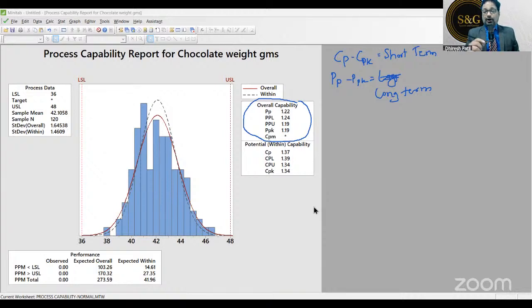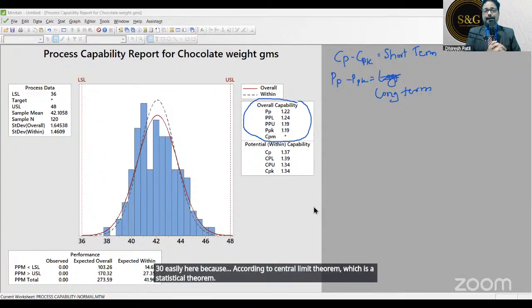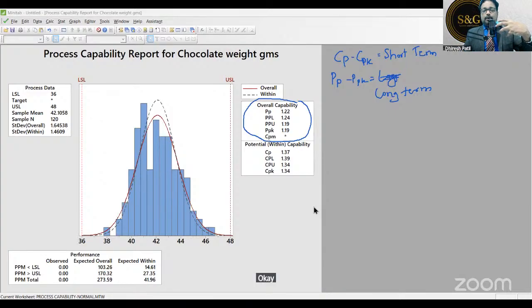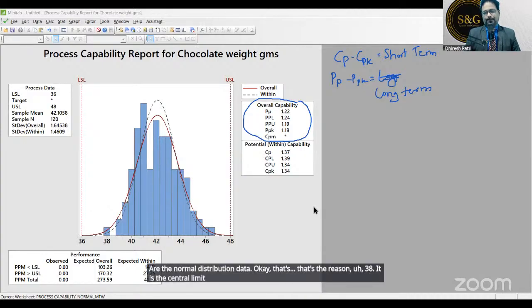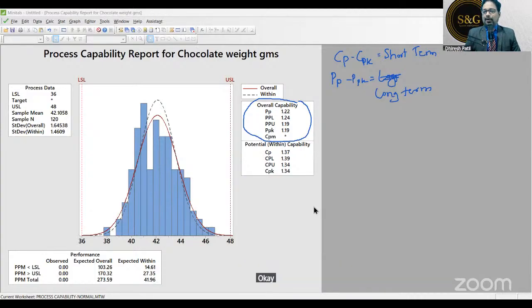30, because according to the central limit theorem, which is a statistical theorem, when you collect 30 data points, generally you start to get normally distributed data. That's the reason for 30 data points. The central limit theorem is the name of the theorem. The formula is the same. How has the system calculated now?